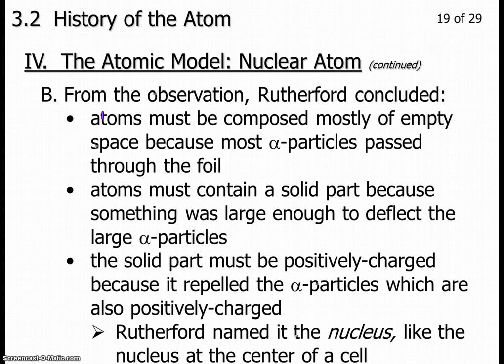So Rutherford concluded that the atom must be composed mostly of empty space, as believed by the plum pudding model, and this is because most of the alpha particles pass straight through. However, there must be a solid part, because there was something that was large enough and positive enough to deflect and repel the large alpha particles that were bombarded toward that foil. The solid part must be positively charged because it repelled the particles. So he called this the nucleus, because like the center of a cell, this is a major component of the atom, like the nucleus is to a cell.